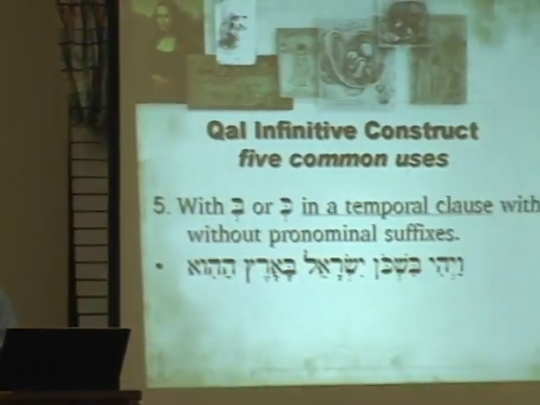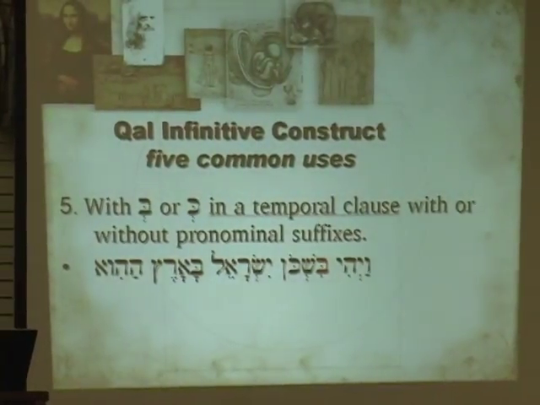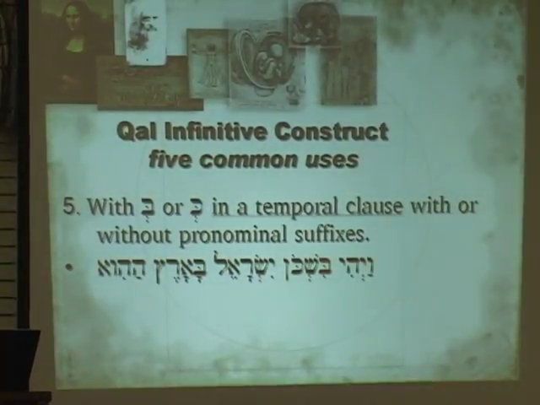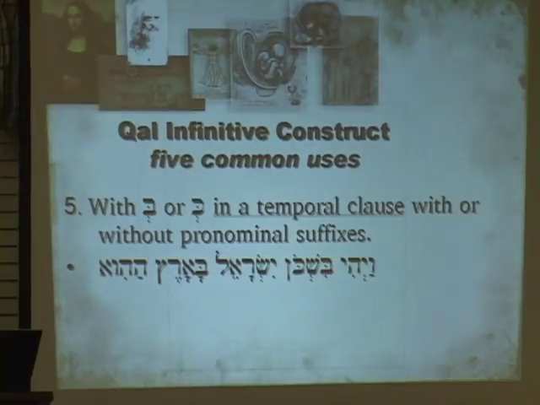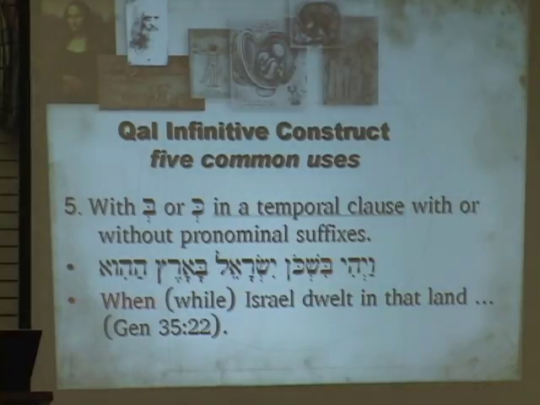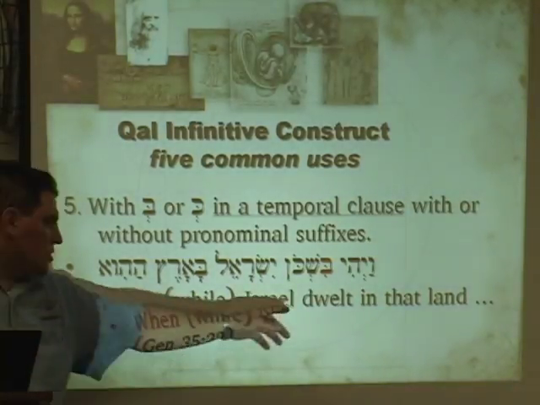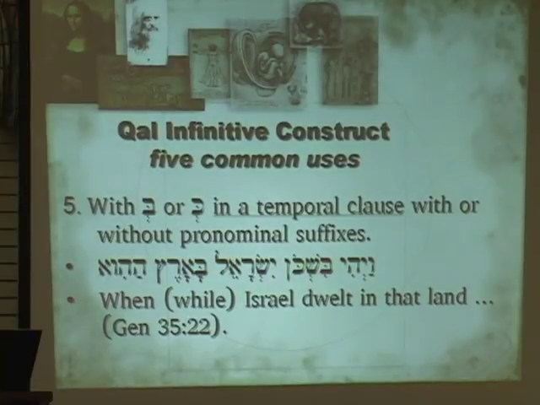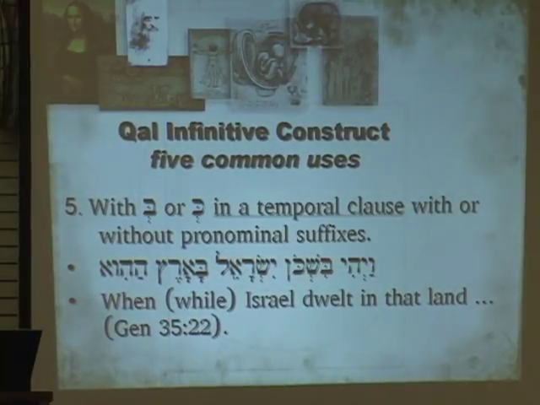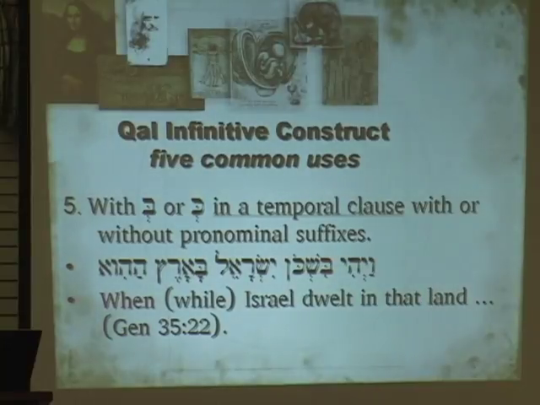The fifth and last use of the infinitive construct will be with be or ke prepositions added at the beginning. They will be used as a temporal clause, and they could be used with or without pronominal suffixes. So in our exemplary sentence here, you'll see how be is added to shekon, and actually will be translated as when or while Israel dwelt in that land. So be before the infinitive construct can be translated as when or while, not in. Okay?